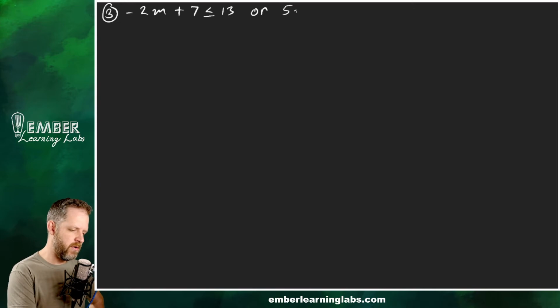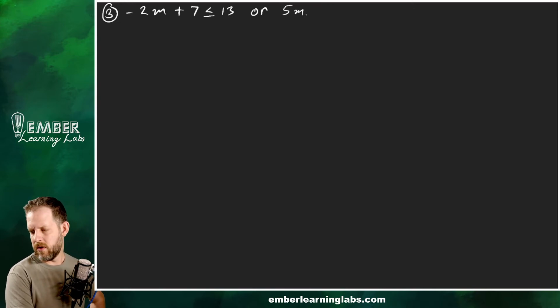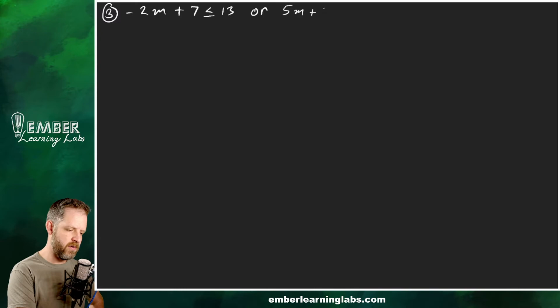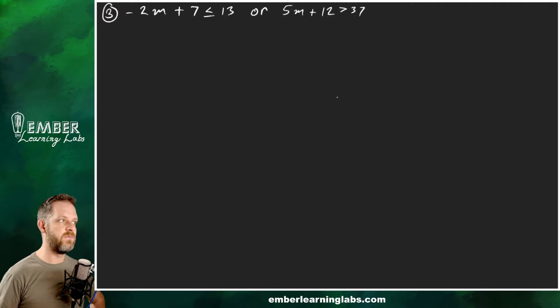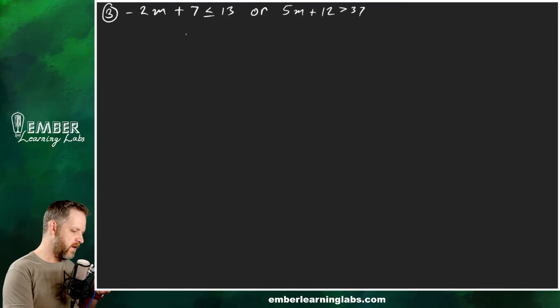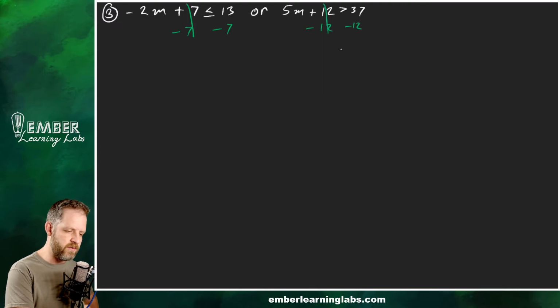5m + 12 is greater than 37, right? So just like the last one, we're going to solve each individual thing, right? So over here, we're going to subtract 7 and subtract 7 over here. This cancels. This one, we're going to subtract 12. Subtract 12, and the 12s cancel.